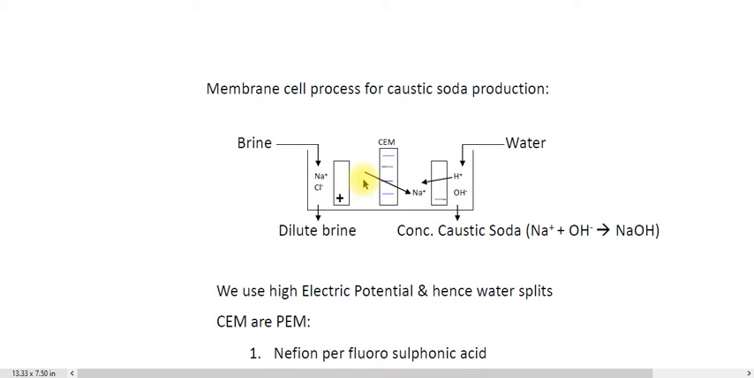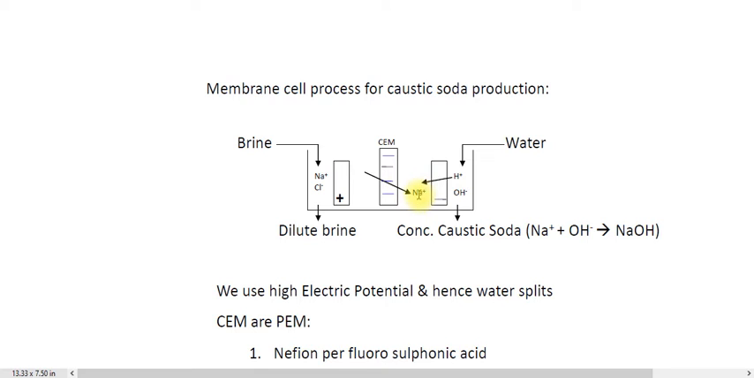It will allow the Na positive ion to pass through it. This is the negatively charged electrode, so it will attract the Na positive ion, which will create the driving force for the Na positive ion. So the Na positive ion will pass through it and come here. The Cl negative ion will not pass through it because it will be repelled. This is the cation exchange membrane. It will only allow the Na positive ion to pass through it.